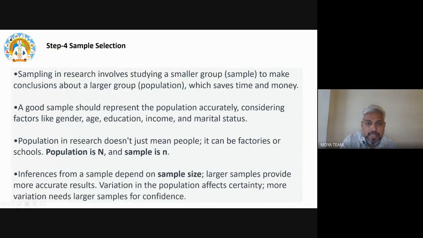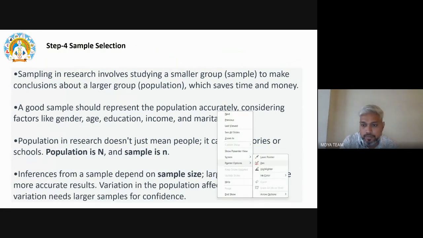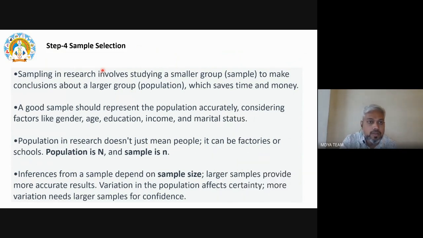So we'll start sample selection. Step 4 is sample selection. So sampling in research involves studying a smaller group, that is, a smaller group called a sample, to make conclusions about a larger group. The larger group is a population, which saves time and money.